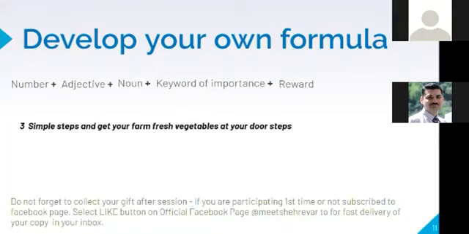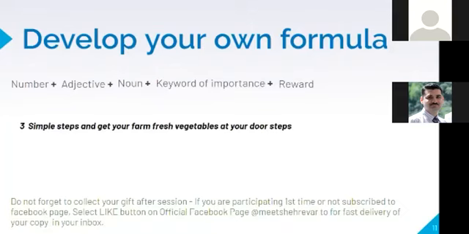So this is the formula that I have come up with, and based on this formula, I have a small example. Number 3. I have used the adjective "simple," the noun "steps," and the important keyword that I have made use of is "farm fresh." And what you are going to get as a reward is that you will get this at your doorstep.